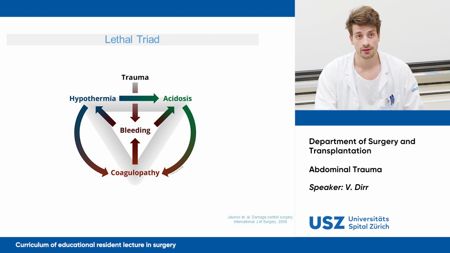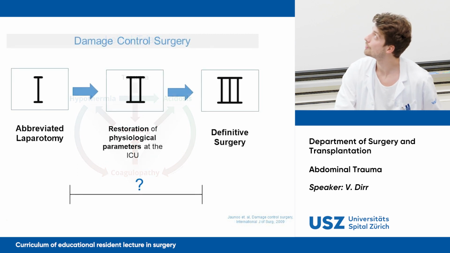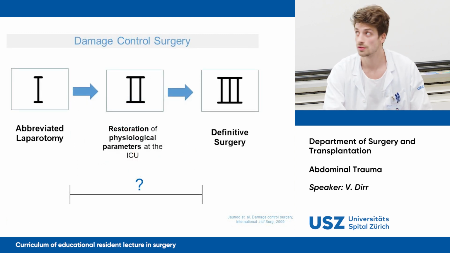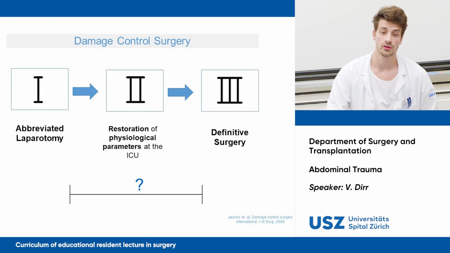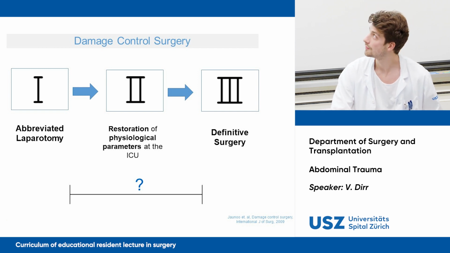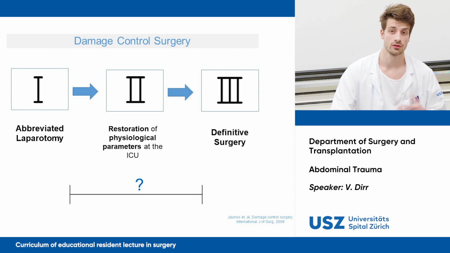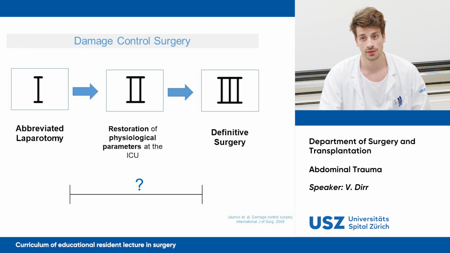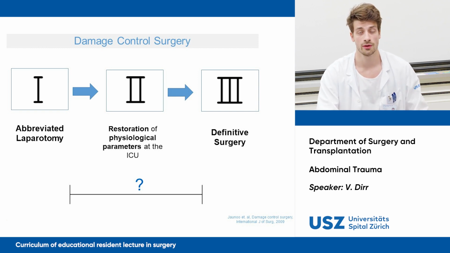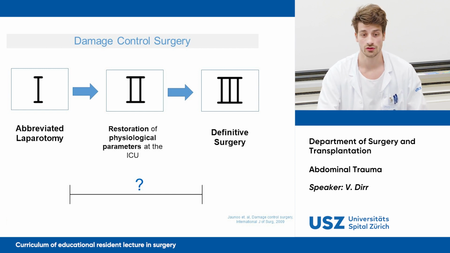So how do we prevent this from happening? There's a concept introduced in the early 80s by Stone. It's a damage control surgery concept, and it's all about reducing the time of the surgery. And it's a 3-step plan. The first, we do an abbreviated laparotomy. So we control just the bleeding, we control the contamination, and then we send the patient to the ICU, restore physiological parameters. And the third stage, we're going to do the definitive surgery.